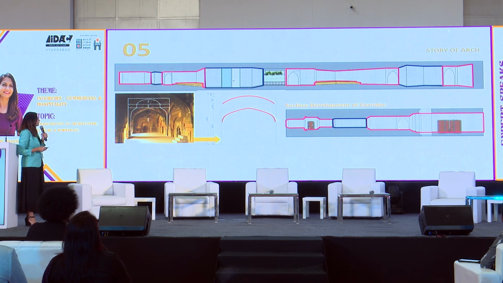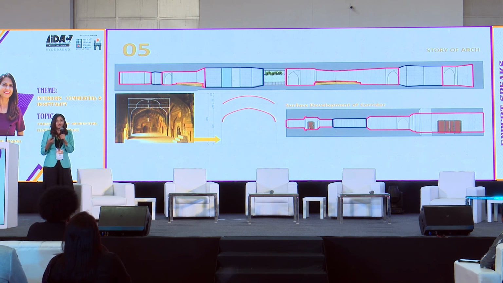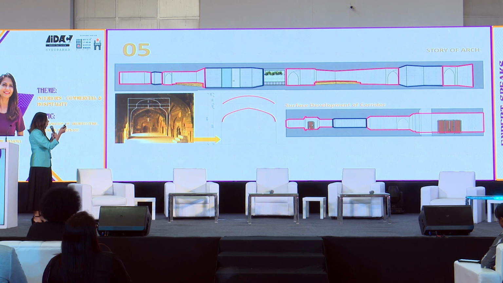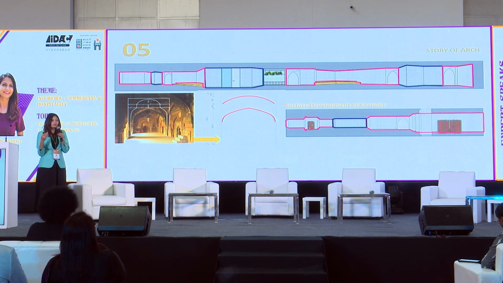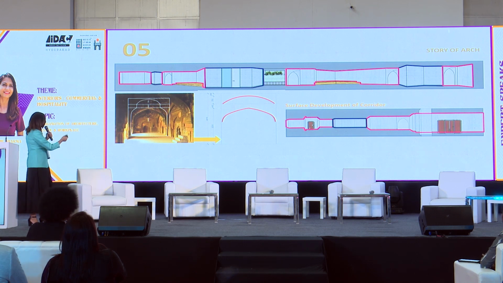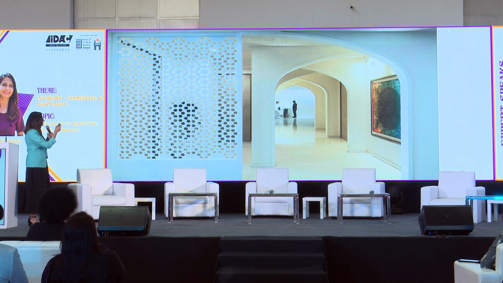This is the story of the arch. The Taj Mahal has a lot of arches, and these are basically the Mughal arches. This is what you see across the corridors. We use the full arch, we use half arches, and half arches intersecting to make a full arch. That was something interesting that we did across the corridor. That's the surface development of the corridors. And that's what it did.